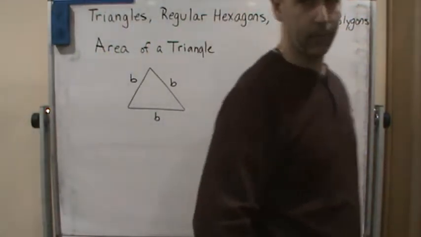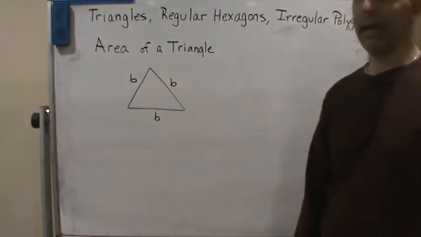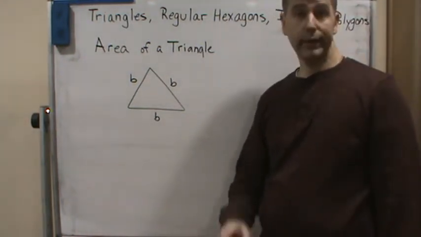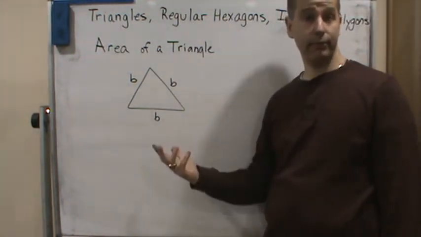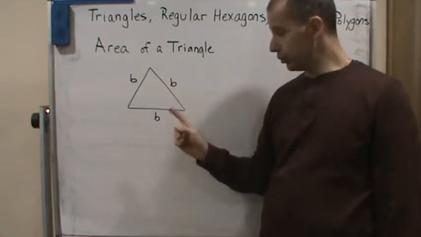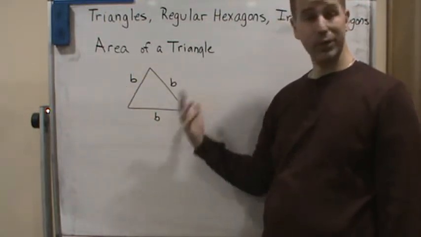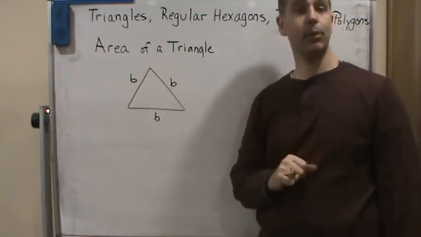Okay, welcome back. So now, what if we're dealing with an equilateral triangle? Well, we could derive the formula for an equilateral triangle if we just know the base, by doing the exact same thing and see what we get.